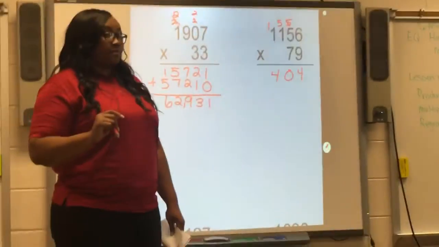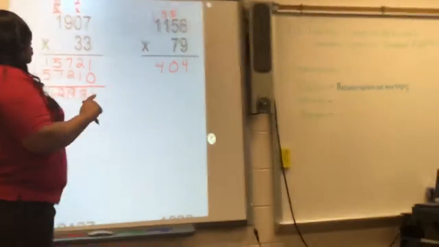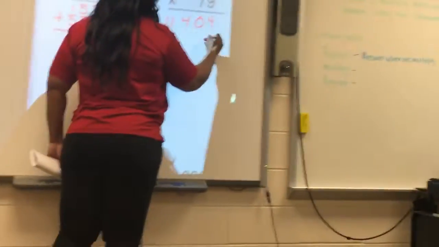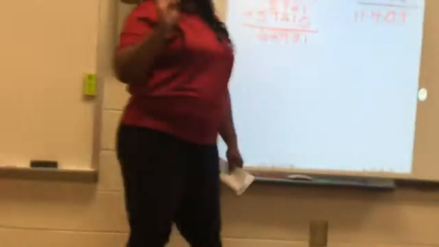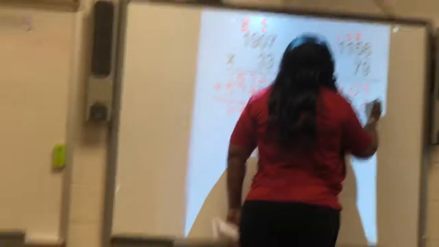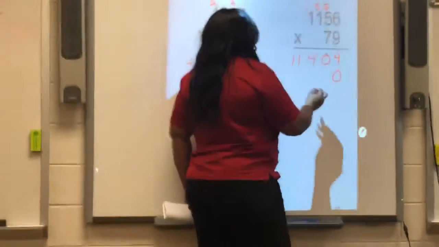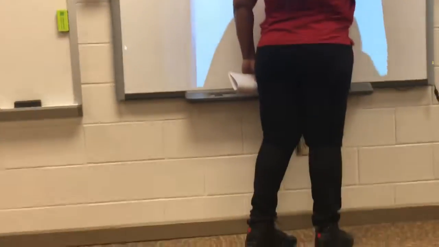So 9 times 1 is what? Right, 10 plus 1 gives us 11. Right? Now what do we do now? A very important step. What do we do now? Placeholder, right? So we put our 0 here. Now we can multiply with our second digit. 7 times 6 gives us 42. Put our 2 here. Carry our 4.